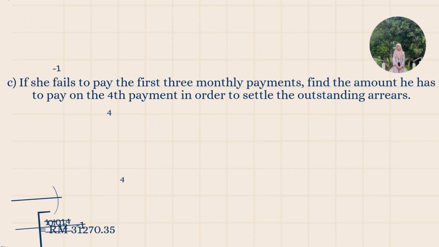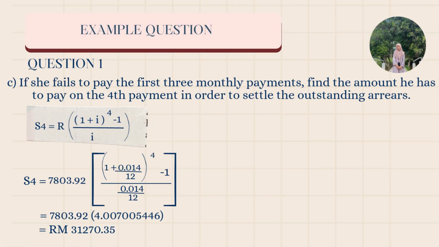Next, question C. If she fails to pay the first 3 monthly payments, find the amount she has to pay on the fourth payment in order to settle the outstanding arrears. Using this formula, substitute the numbers into the formula. Then the final answer we get is 31,270 ringgit 35 cents.